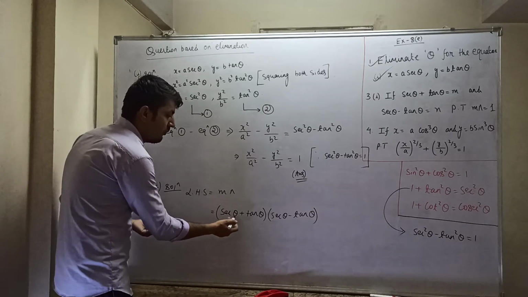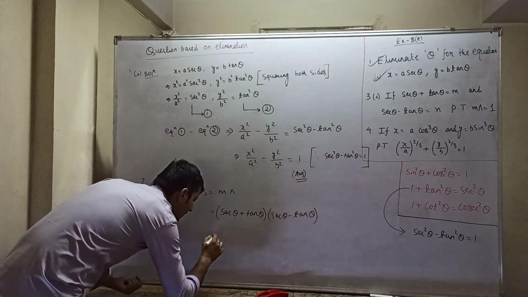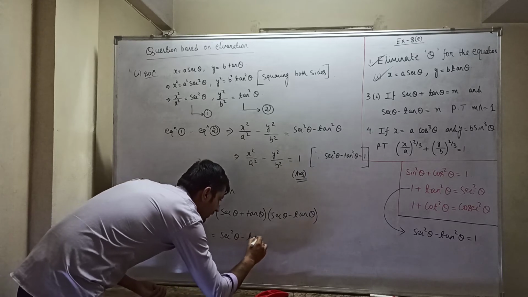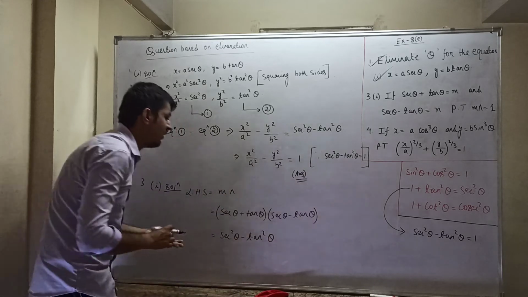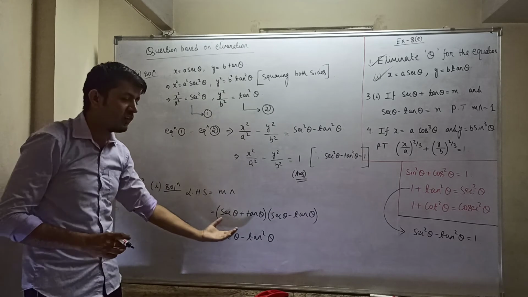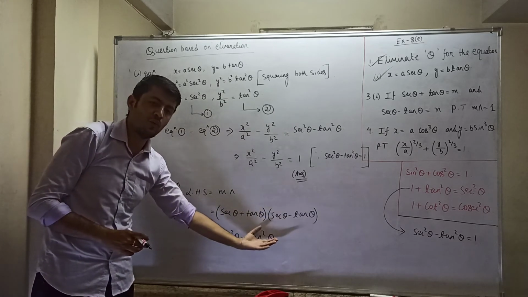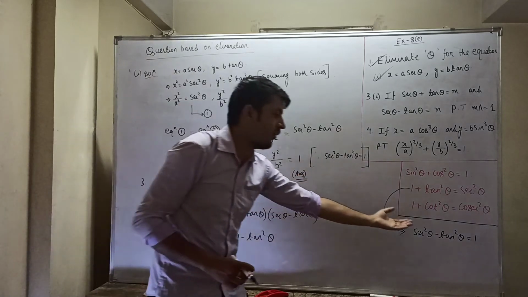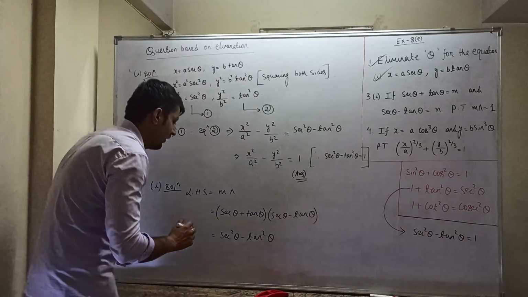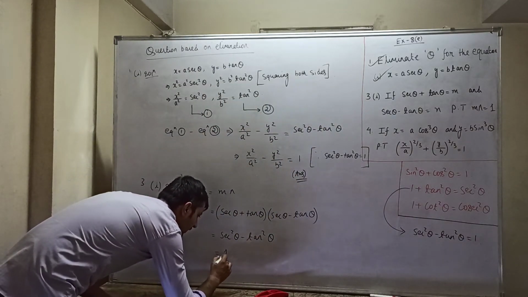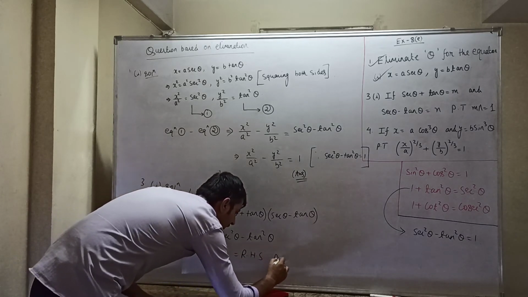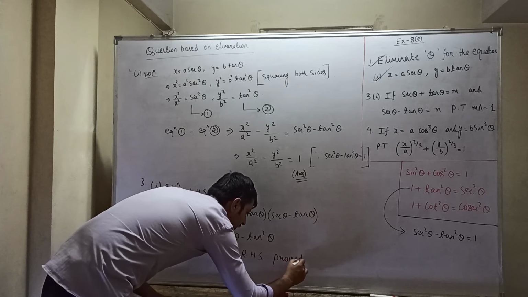This is a plus b into a minus b, so it will become a square minus b square. That means sec square theta minus tan square theta. And what is the value of sec square theta minus tan square theta? Kindly use your identity relation again. So it is equal to 1. That is equal to your right hand side, and this is proved.